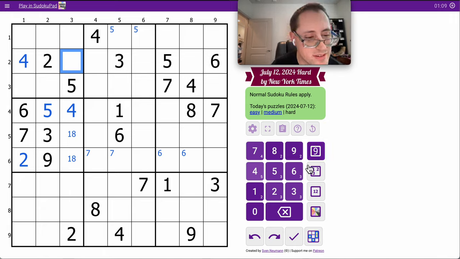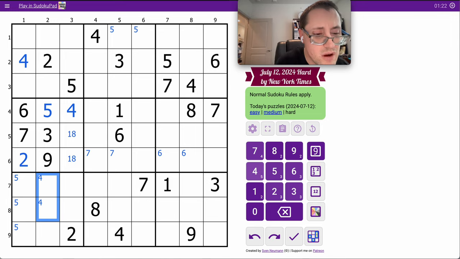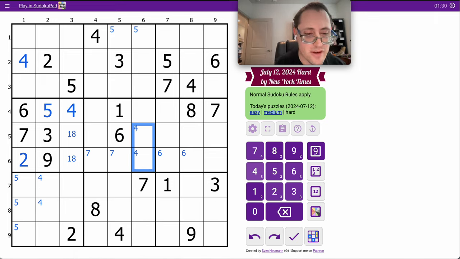Okay, now where were we? I got all that just from the 2. Let's see. I can place a 4 in column 2. I think that's all I'm going to get, though. In the middle columns, well, that's a 4 in column 6.